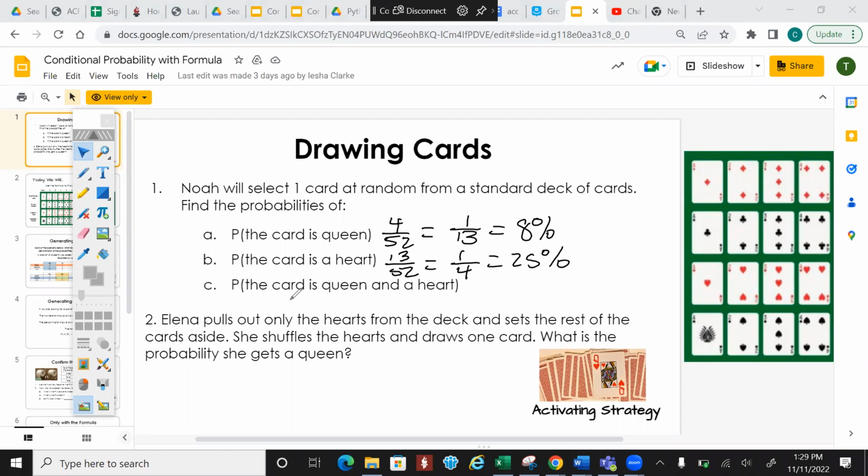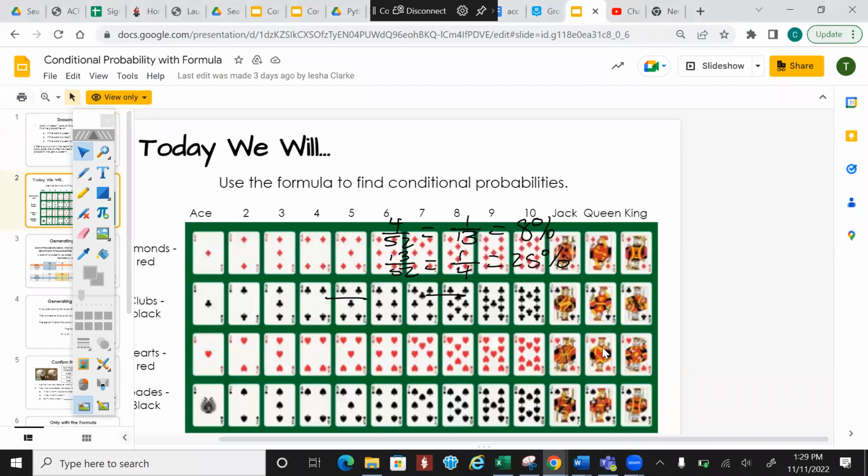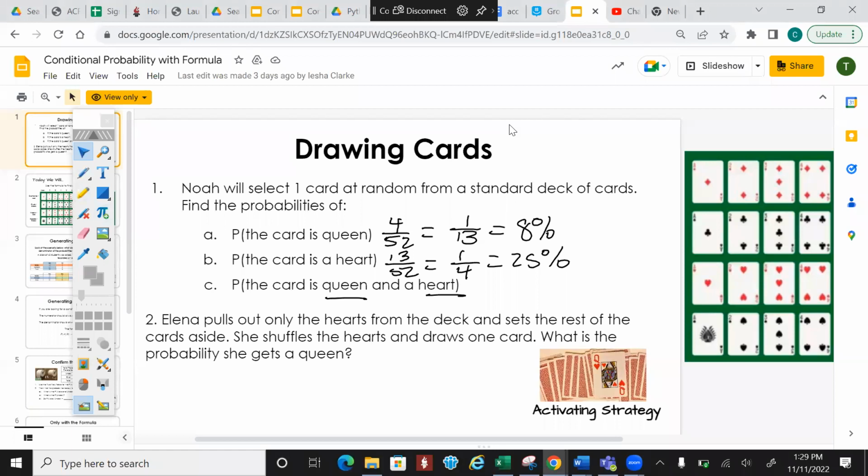Okay. The probability that the card is a queen and a heart, how many hearts do I have that are queens? 1 heart that is a queen. Okay. Out of how many cards in total? 52. If I take 1 divided by 52, that's going to give me 2%.